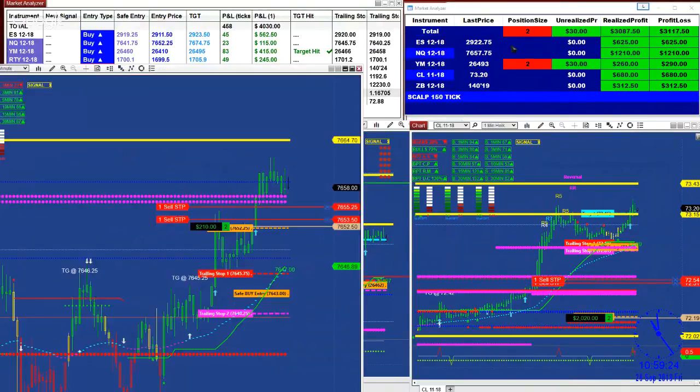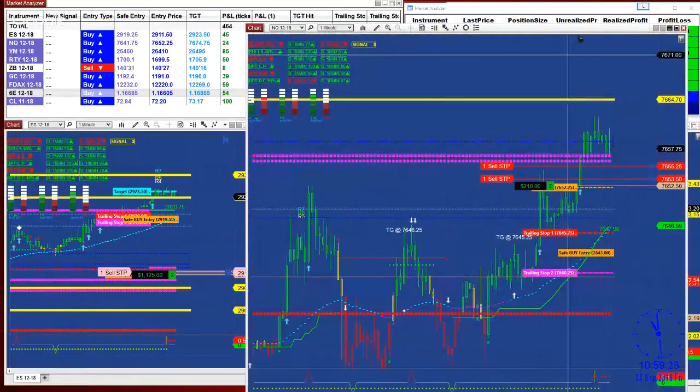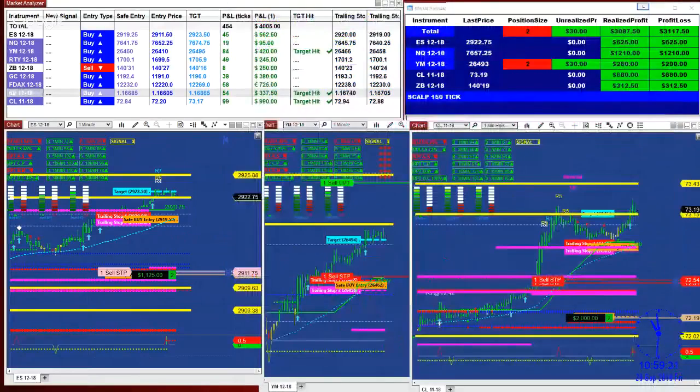And this is the entry I recalled again on the NASDAQ. And the whole purpose of that is for everybody to get to know me. That's it.